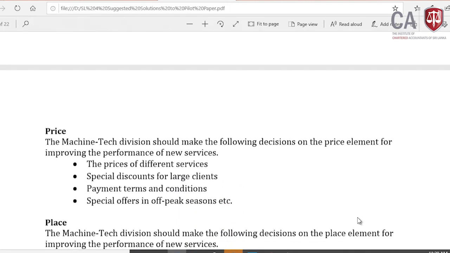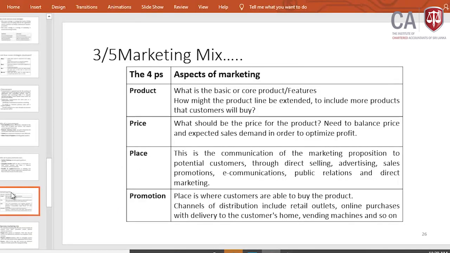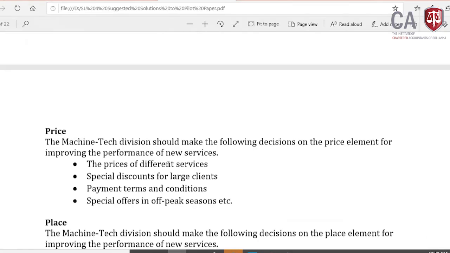And price. The machine tech division should make the following decisions on the price element for improving the performance of new services: the prices of different services, special discount for large clients, payment terms and conditions, special offers in off-peak seasons. Those are some of the decisions you have to take, no? For different services, you have to charge different prices. They have to decide what method they are going to use.